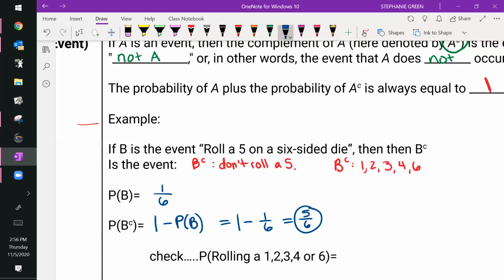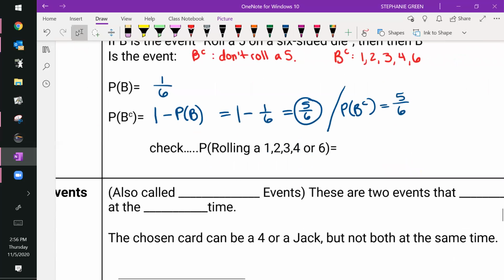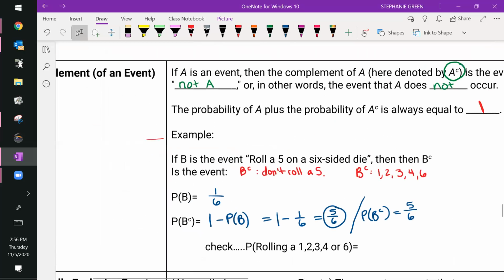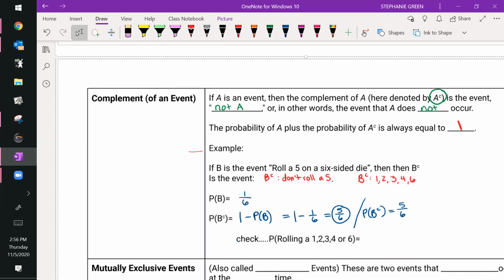Notice if I were to do this the old-fashioned way, we get the same thing. What's the probability that I roll a 1, a 2, a 3, a 4, or a 6? That's 1, 2, 3, 4, 5 outcomes out of a possible 6 outcomes in our sample space. So anytime that you need to find the probability of a complement of an event, you just subtract the probability that it does happen from 1. And it works the other way around too. If you need to find the probability that something does happen, and it's easier to find the probability that something doesn't happen, find the probability that it doesn't happen, and then just subtract it from 1.